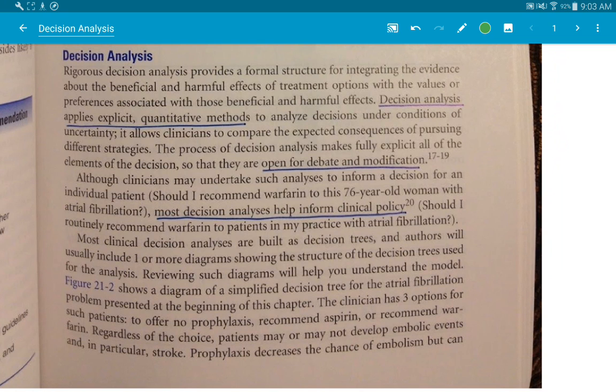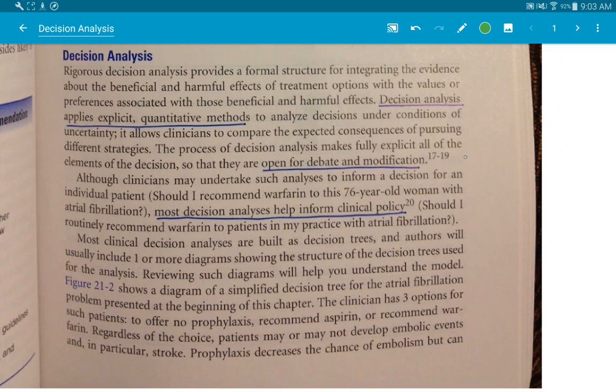And that probably sounds like, oh my goodness, what is this all about? We'll walk through one here in just a second, but the most important point you should keep in your mind right now is that decision analyses basically use math to help you solve complex clinical problems. Okay? So that's the big picture there.